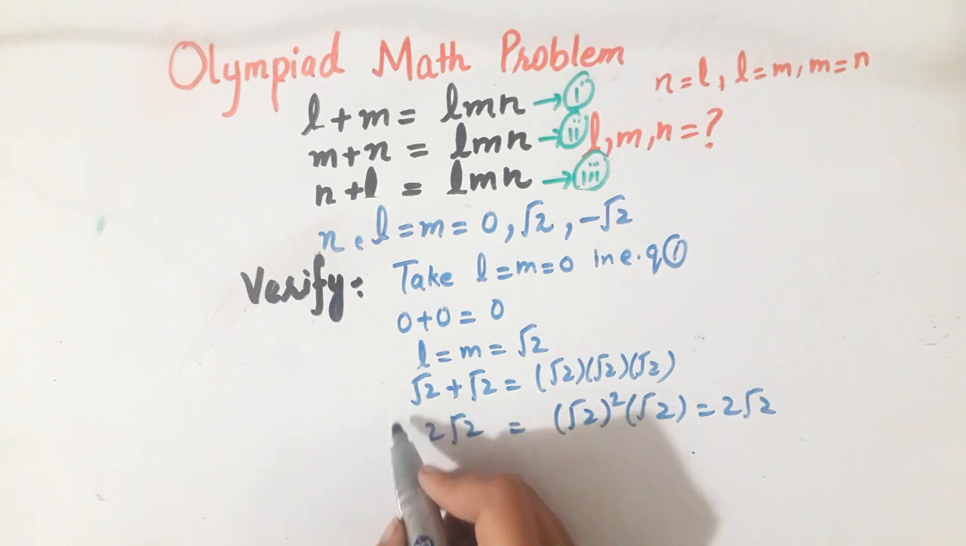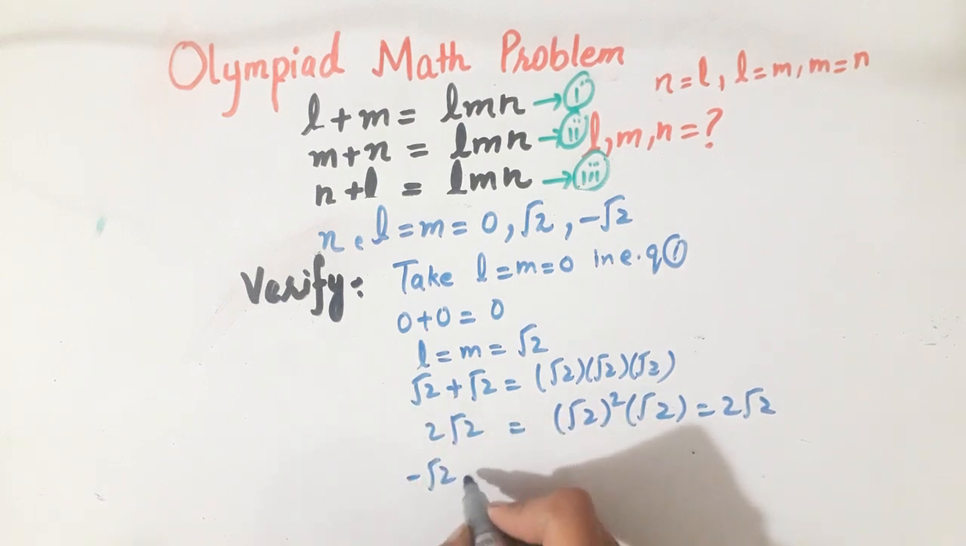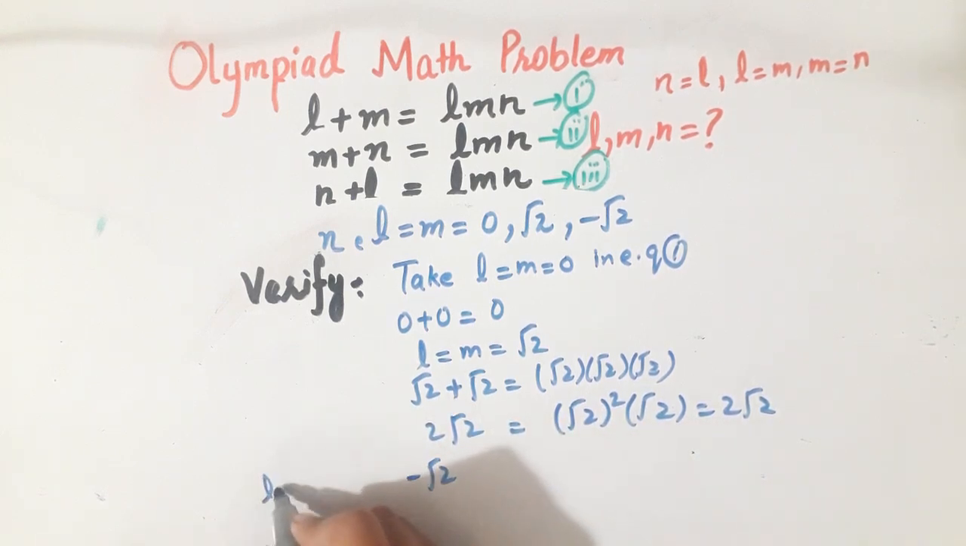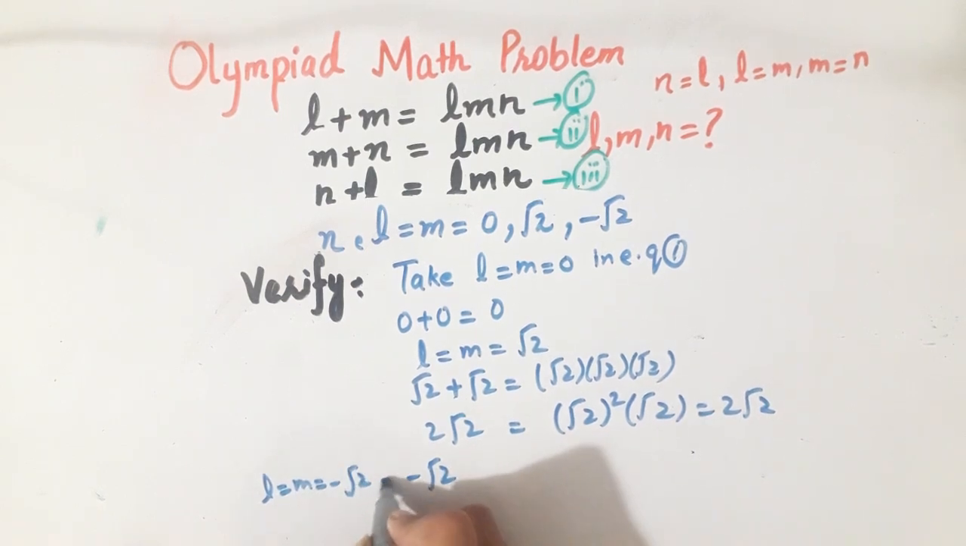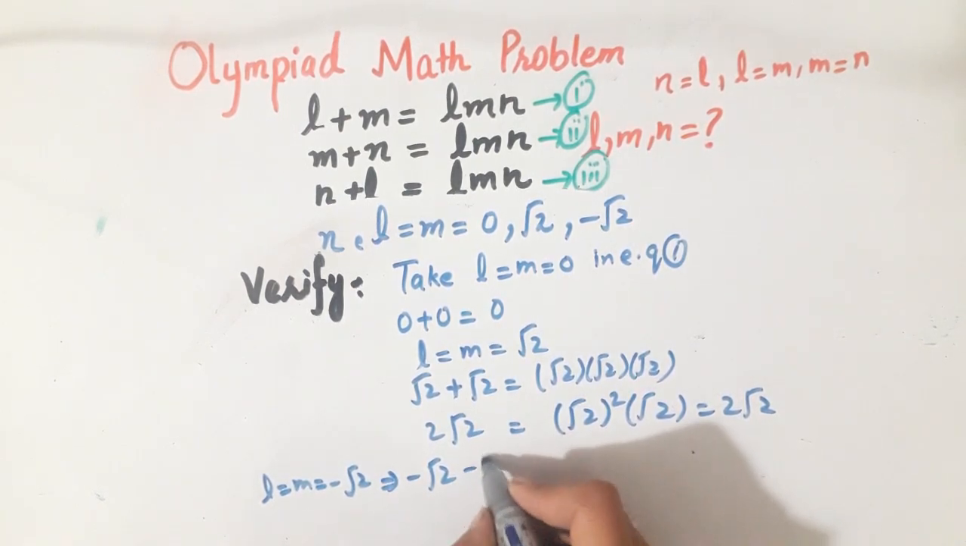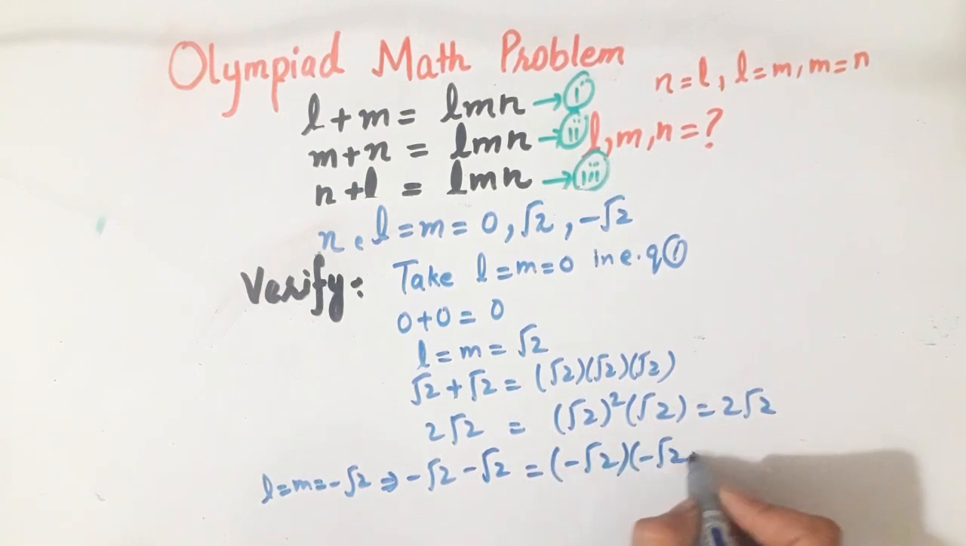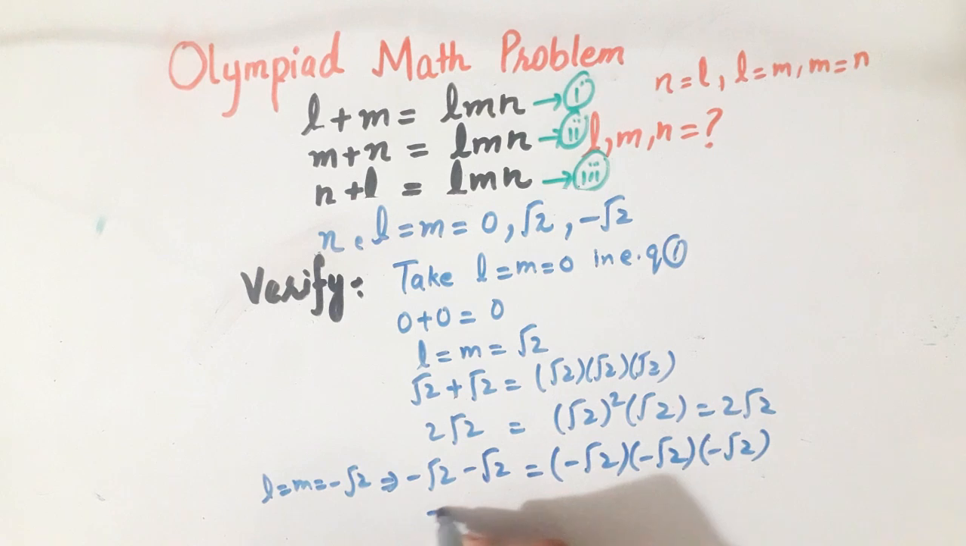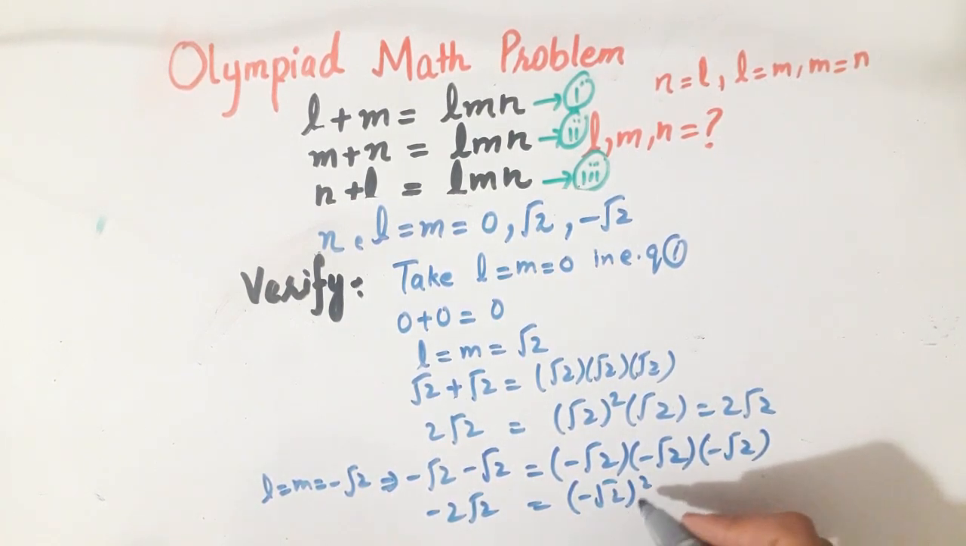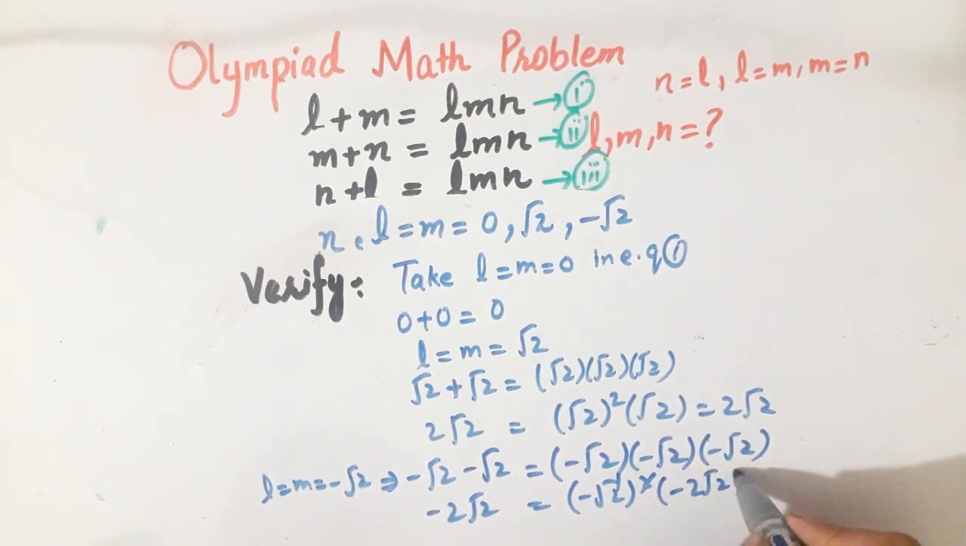Same as it is when we apply the negative sign, L equal M equal minus square root of 2. So this implies minus square root of 2 minus square root of 2, that is minus 2 square root of 2. And here we have three values of minus square root of 2, so the negative sign stays and the square of it is positive, so we get minus 2 square root of 2. It means that our roots are correct.